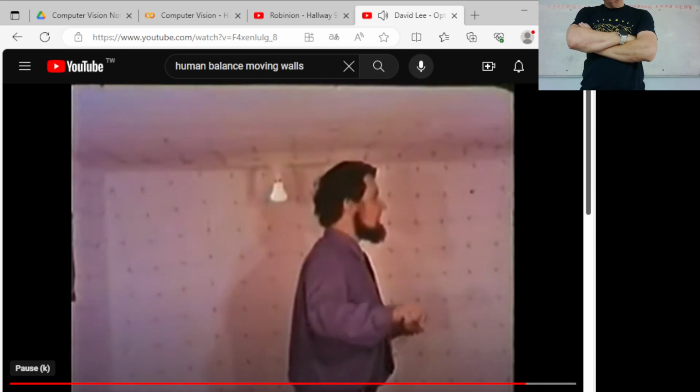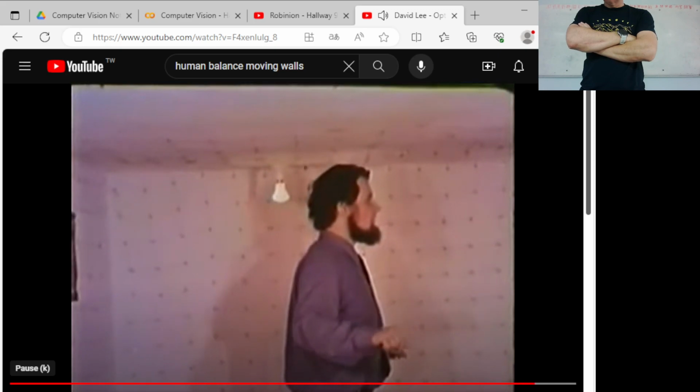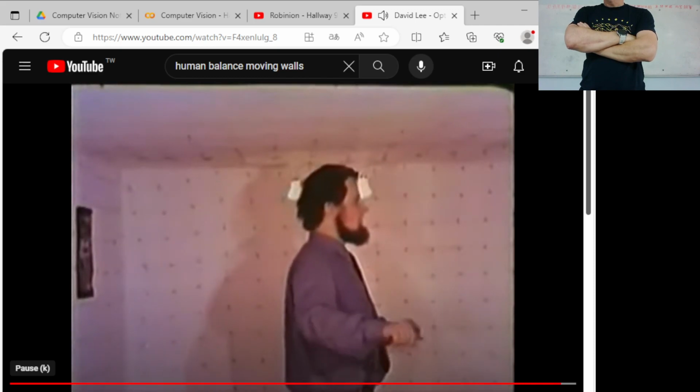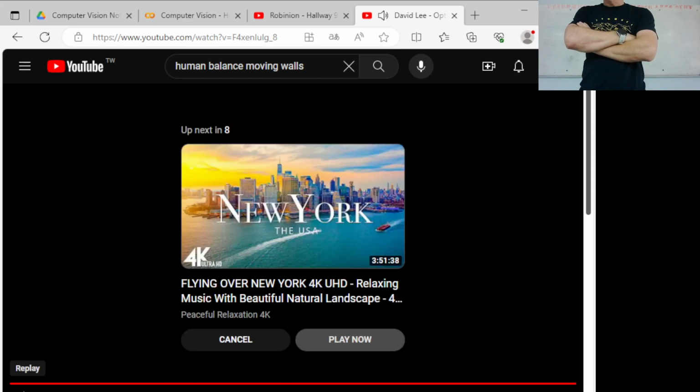Or with his eyes open, if the room is moved, even slightly, he will lose his balance, just as the infant did. People lose their balance when they have a challenging balancing task and you move the room.